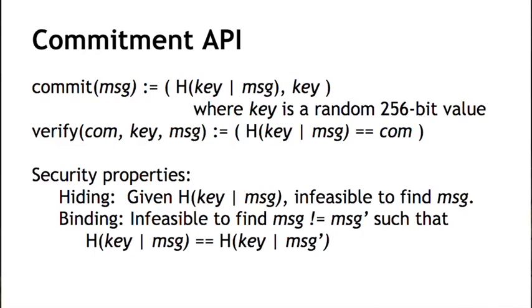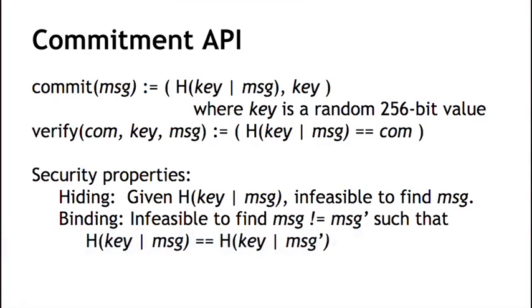So now the security properties, if we go down to the security properties that were at the bottom of the previous slide, and we just plug in the definitions of how we're going to implement this here. This used to say, given COM, infeasible to find message, we just plug in what COM is. COM is the hash of key concatenated with message. And similarly down here, this is what happens when we take what was written there before and plug in the definition of verify and COM. Okay, so now what these properties become, the first one is: given h of key concatenated with message, it's infeasible to find message. Well, it turns out that that's exactly the hiding property that we talked about before.